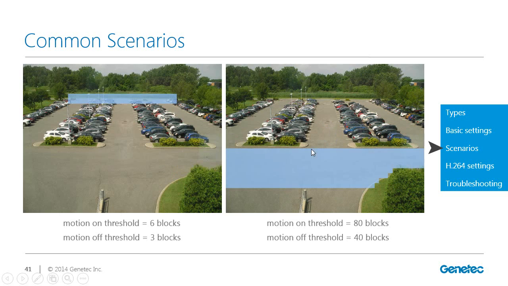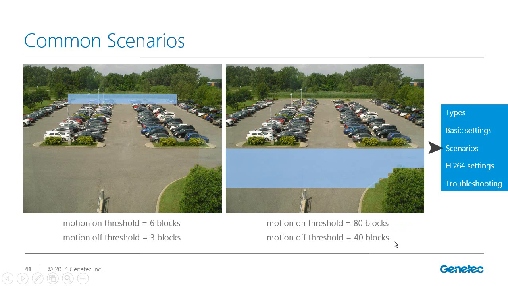Now the best way to handle this would be to use multiple zones. We can set one up for the near lane here, and a second one for the far lane in the back. The sensitivity should be about the same for the whole scene, since the lighting and the other environmental conditions are basically the same in both zones here. Now in the near lane, we can set the thresholds much higher to compensate for the vehicles taking up more motion blocks. So we've got it set to 80 blocks on and 40 blocks for off.